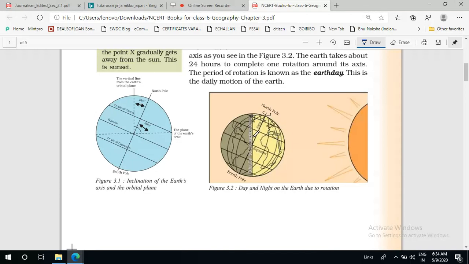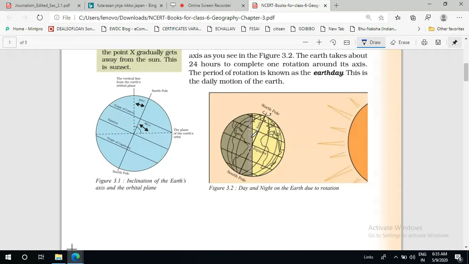This line of illumination, this circle of illumination divides the earth in two parts. One part which is getting light from the sun, and this part is experiencing daytime, and the other part which is not getting light from the sun, and this is experiencing nighttime. Okay, so this is a circle of illumination.